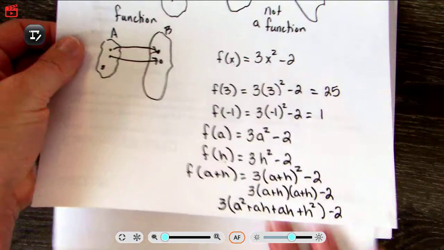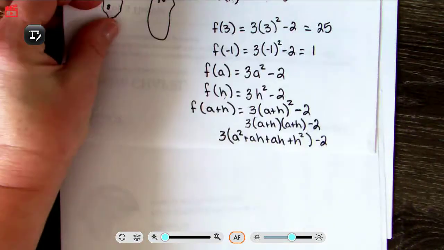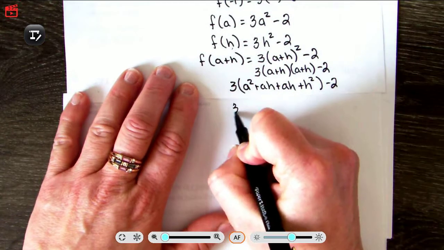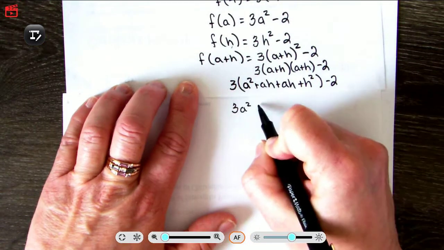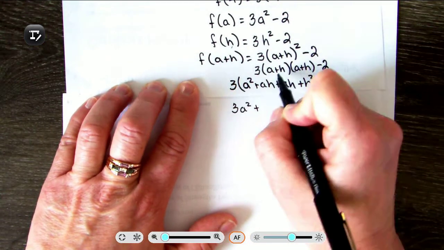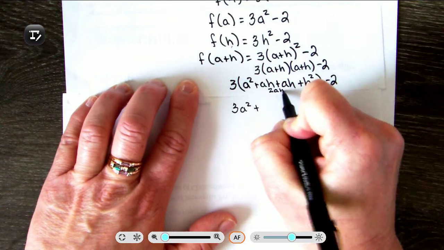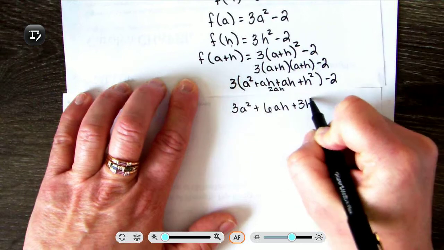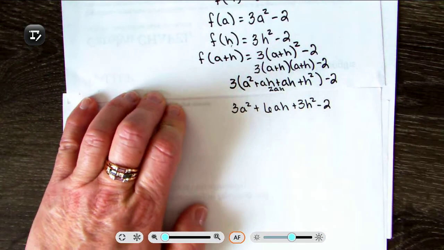which then turns into, let's slide this up here, 3a squared plus, and there's 2 of these, so I'll write this as 2ah here. So that's going to give me 6ah plus 3h squared minus 2.